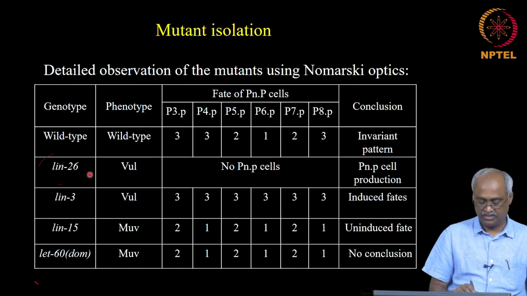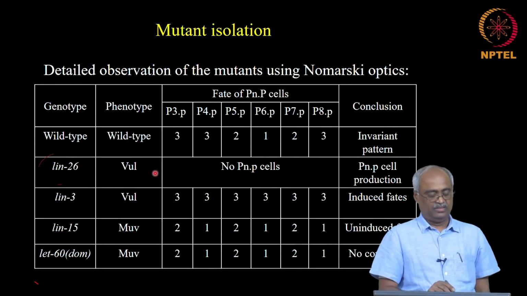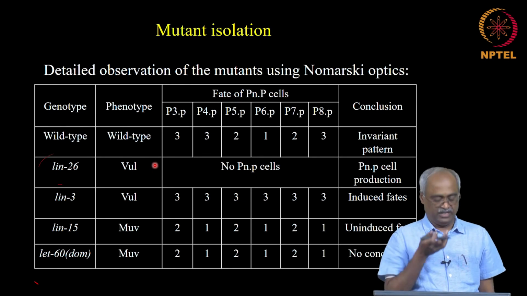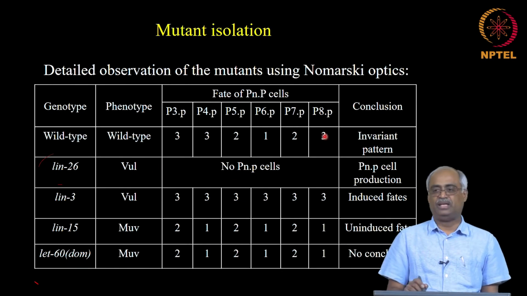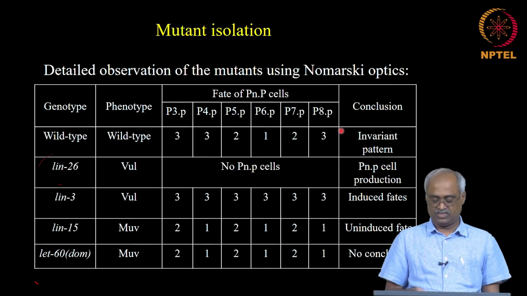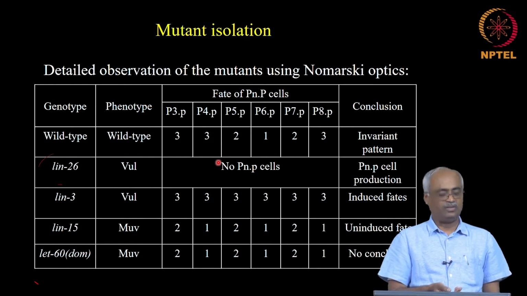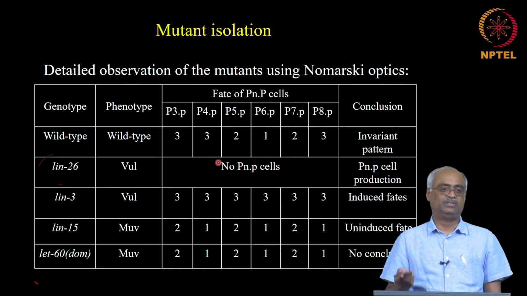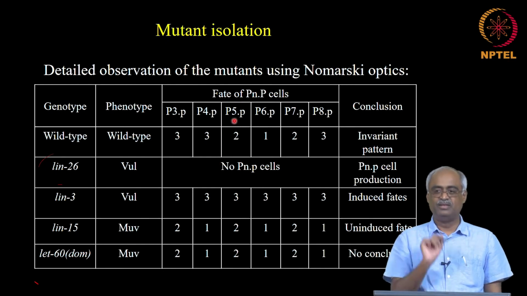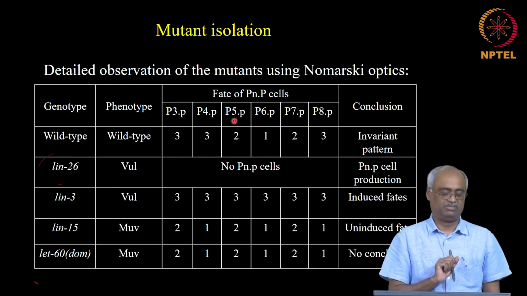In that the phenotype was vulvaless, that is what initially we saw. Now, when you observe, you find there are no PNPs, none of the 6 were present. That tells you the wild type function of Lin26 is required for PNP production. So, you discovered a gene that is required for the PNP formation to start with.